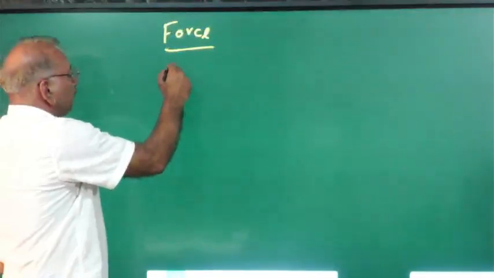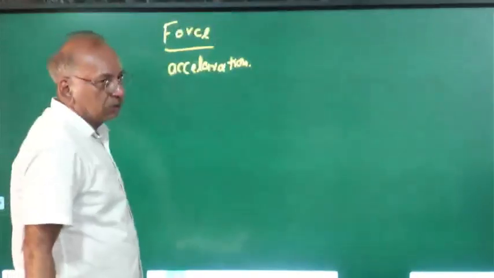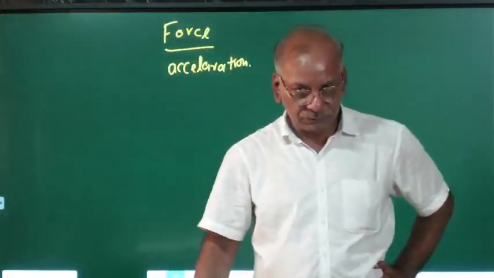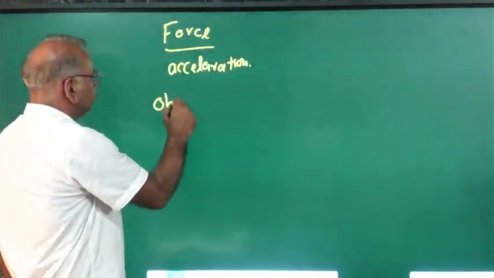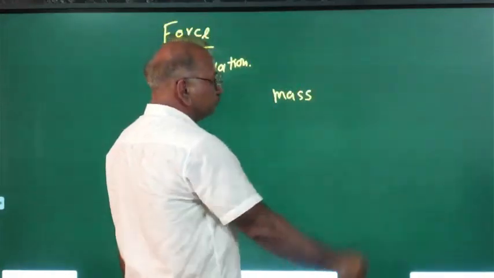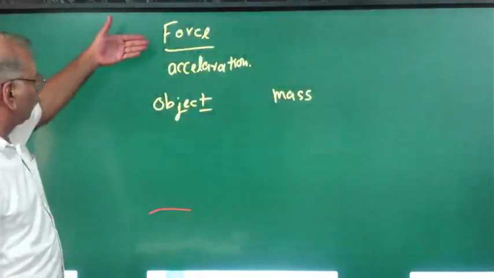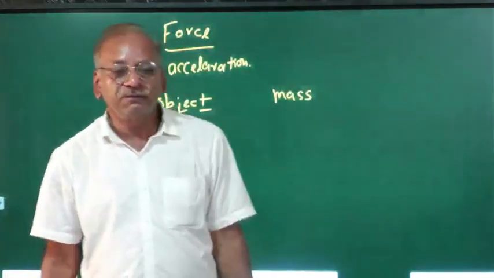So one thing is, in this chapter we will deal with force. And whenever force is there, some acceleration will also be there. Moreover, if any force is applied, it will be applied on some object, and that object will have some mass. So force, acceleration, and mass will be the main features of this chapter.